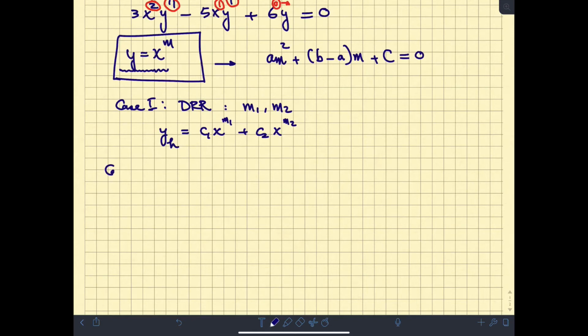My second case will be repeated real roots.